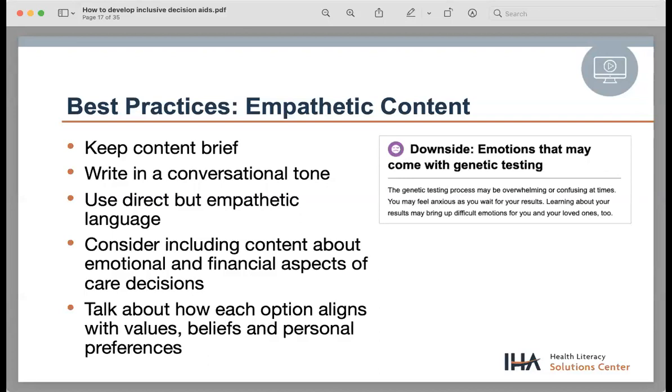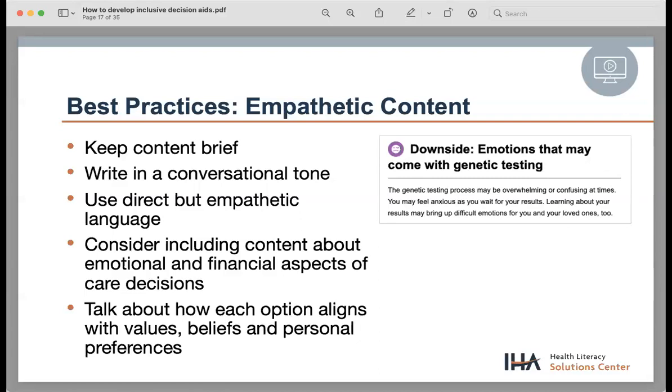Write in a conversational tone. We often talk about writing the way we speak, and that can be subjective. Of course, not everyone speaks using the same tone, but it's helpful to think about how you would explain this concept to family and friends, and what are common words that your users, the people who are using your decision aid, are likely to understand. Try to focus on using that conversational language rather than jargon terms. Next, use direct but empathetic language.